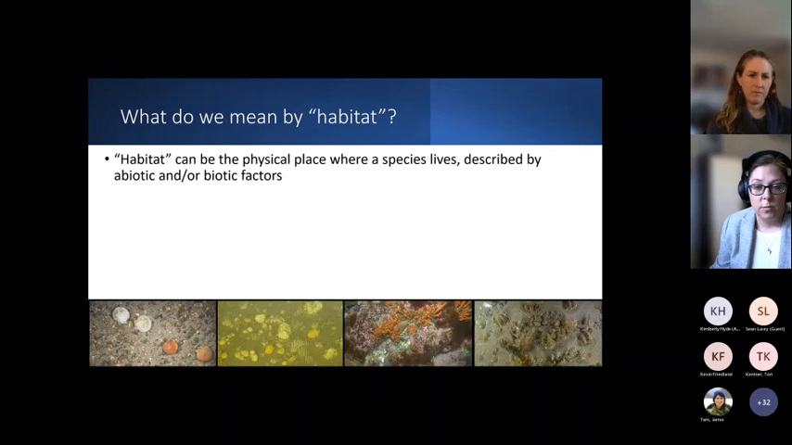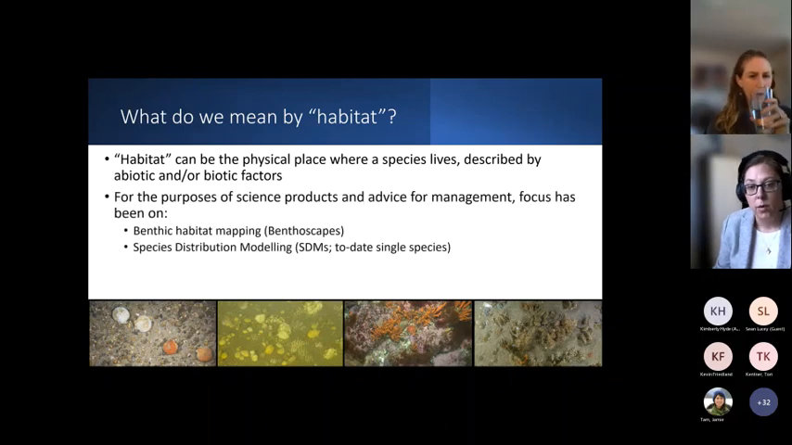So what do we mean when we speak about habitat? Well, of course, habitat can be the physical place where a species lives, its home, its environment, and it can be described, of course, by abiotic or biotic factors. But when we're talking about habitat data or how we use habitat information for the purpose of science products, which form the basis of advice to management, our focus has been mainly on benthic habitat mapping or benthoscapes, and also on species distribution modeling or SDMs. And these have mainly been single species focused to date.